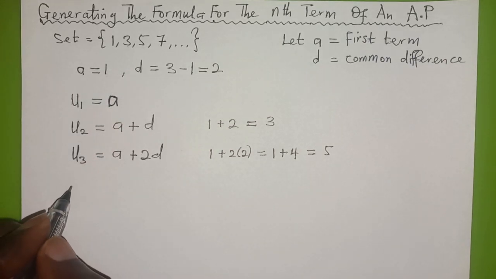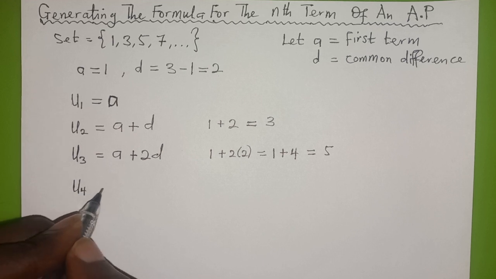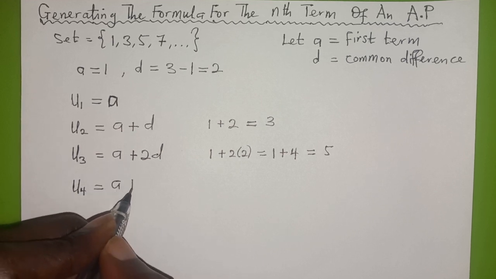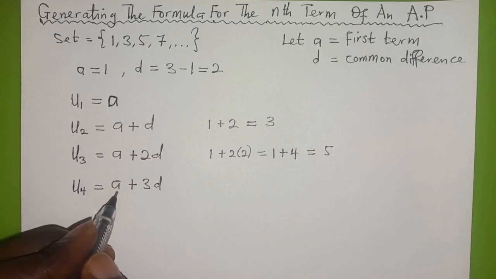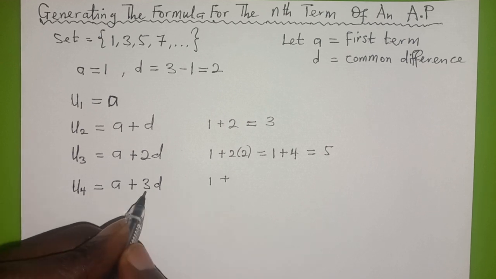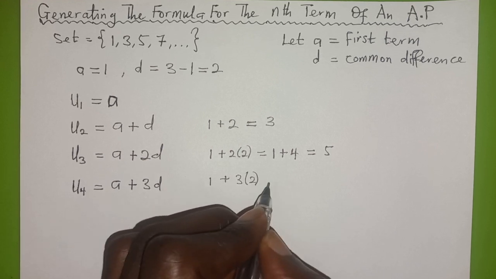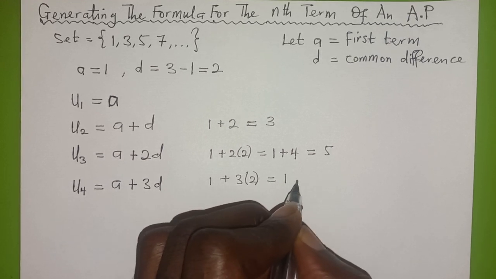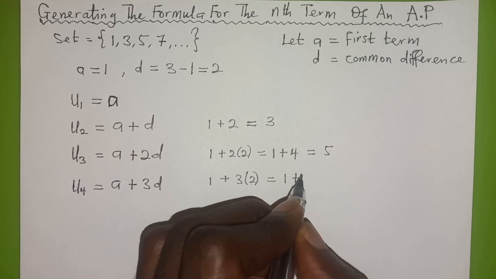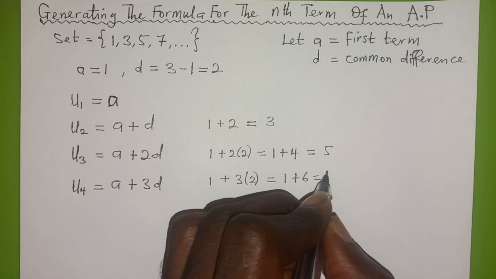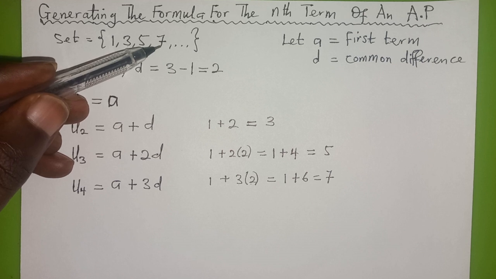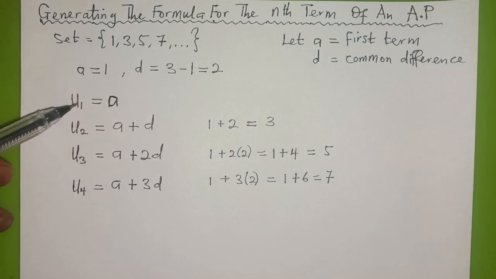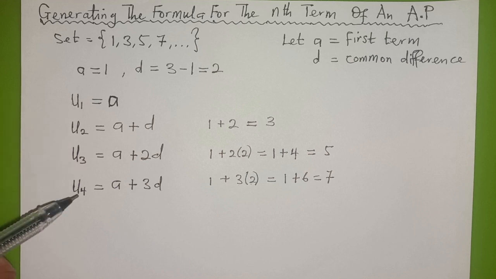All right. Now let's look at U4. U4 is equal to A plus 3D. Our first term here is 1 plus 3 multiplied by our common difference 2. So this is going to be 1 plus 3 times 2 is 6, and this is going to be 7. And it is true that our fourth term is actually 7. So these are the formulas from U1 up to U4.